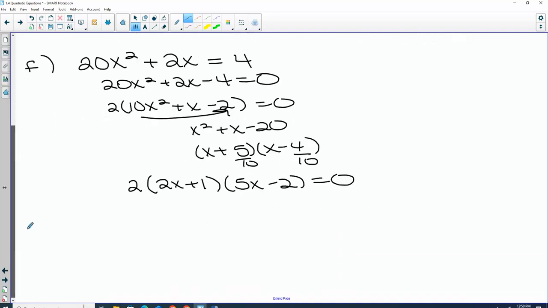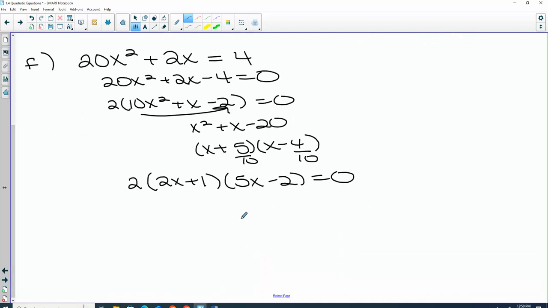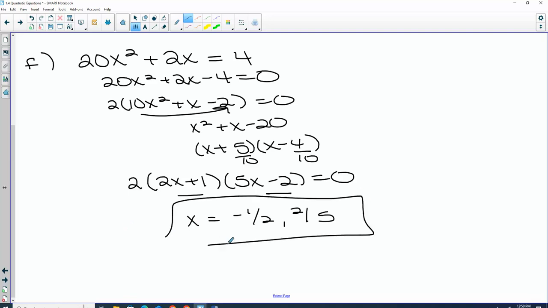When you set this equal to 0, technically we have 3 things. Will 2 ever equal 0? No, so that doesn't give me any answers. We really just need those 2. So we get a negative 1/2 and a positive 2/5. Alright, are there questions on those? Does anybody need me to look at their paper?